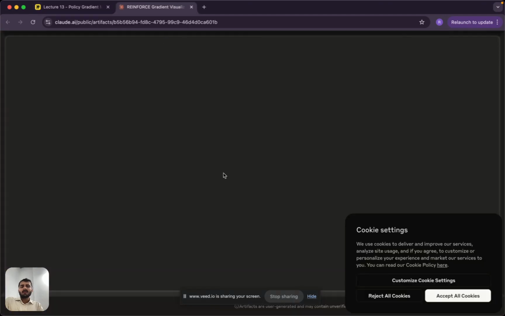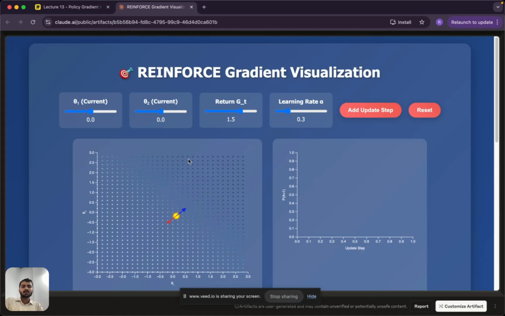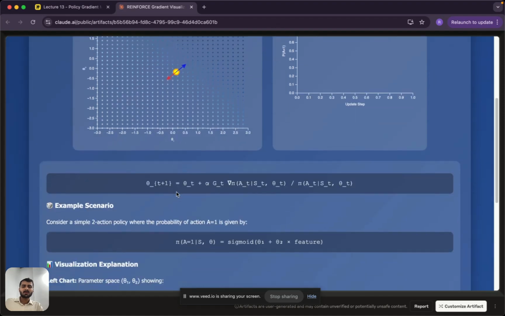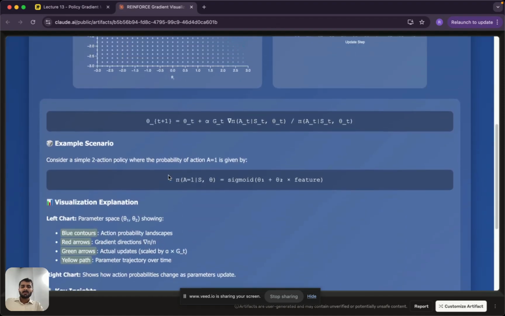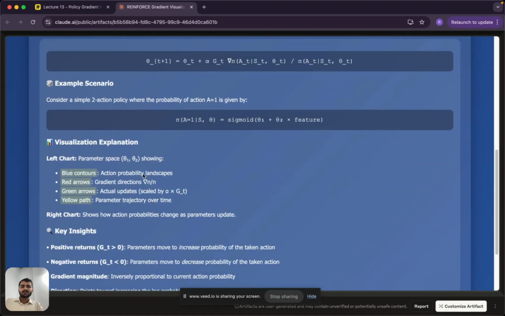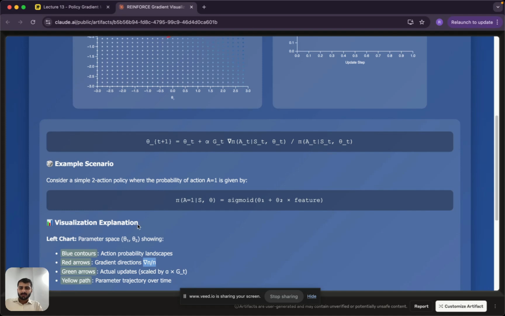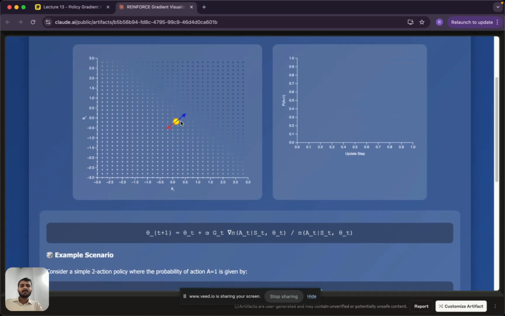This will help you understand visually how it works. So currently this is where I am at, theta 1 and theta 2. The red arrow represents the gradient direction. Remember, the gradient direction is grad pi divided by pi. I think previously I said it's only grad pi, but it's grad pi divided by pi. And the blue contours are the action probability landscape.